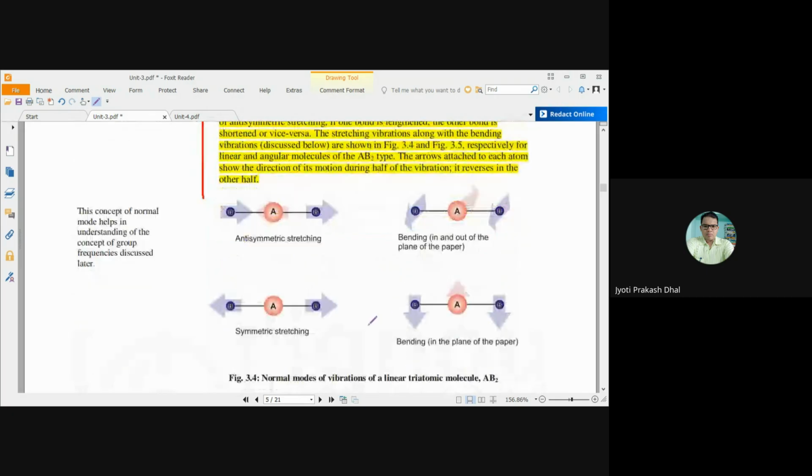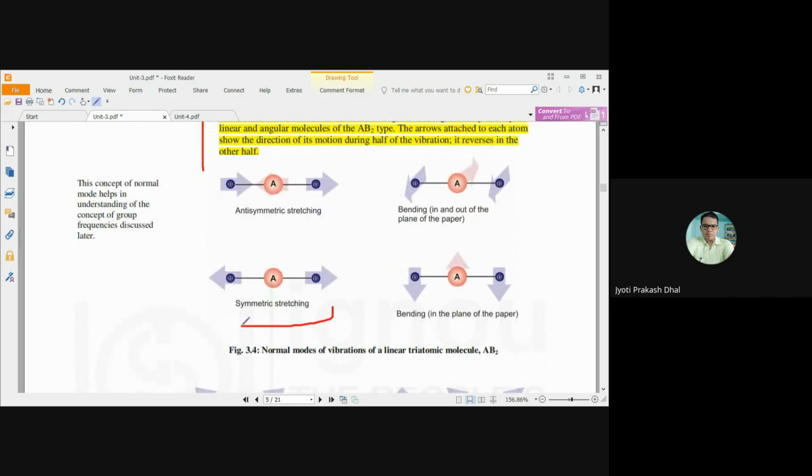So here you see, that is symmetric stretching. Now suppose this is the central atom A, and that is connected to two other atoms B. If the left hand side atom B will stretch to the left, and the right hand side atom B will stretch to the right, that is called symmetric stretching.